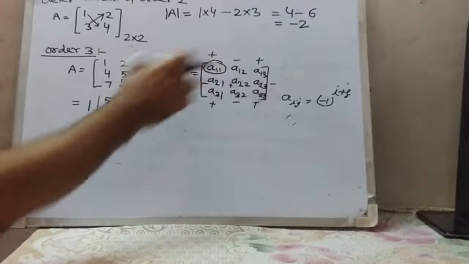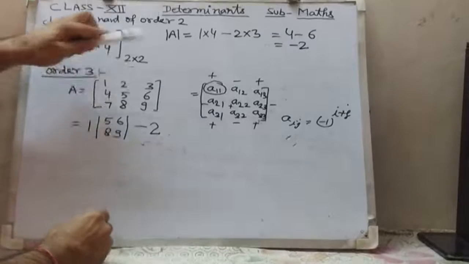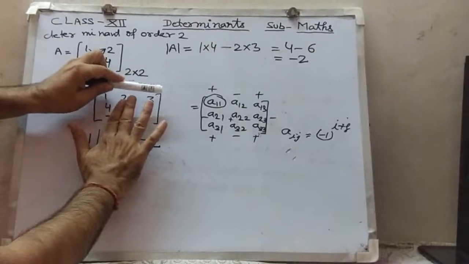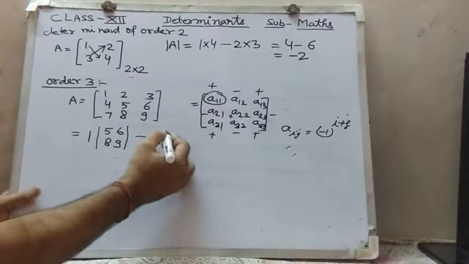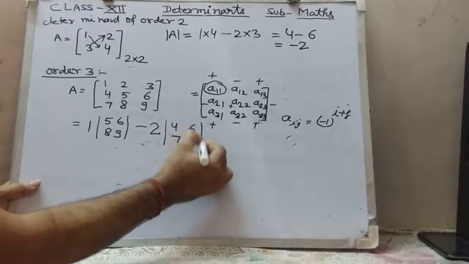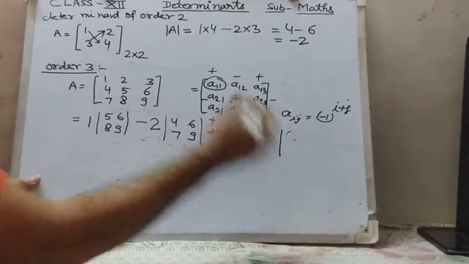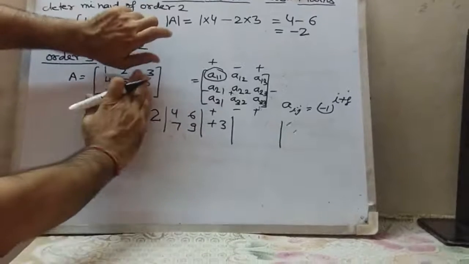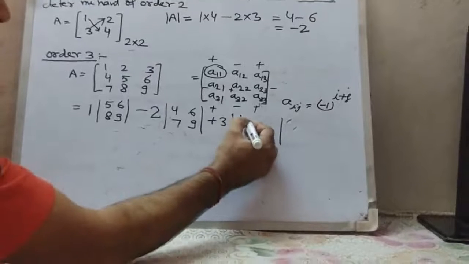Now 2 is the element of first row and second column. So after writing 2, hide the elements of first row and second column. What are the remaining elements? 4, 6, 7, 9. So write them: 4, 6, 7, 9. Then plus 3. Then hide the elements of first row and third column. So remaining elements are 4, 5, 7, 8.